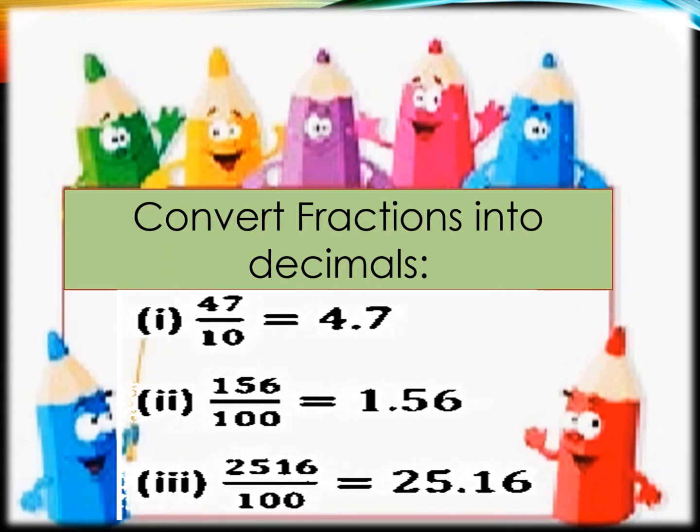Next is 2516 upon 100. 2 zeros means 2 decimal places. So from the right hand side, the decimal will come between 5 and 1. So the answer will be 25 decimal 16. Remember, 25 decimal 16.